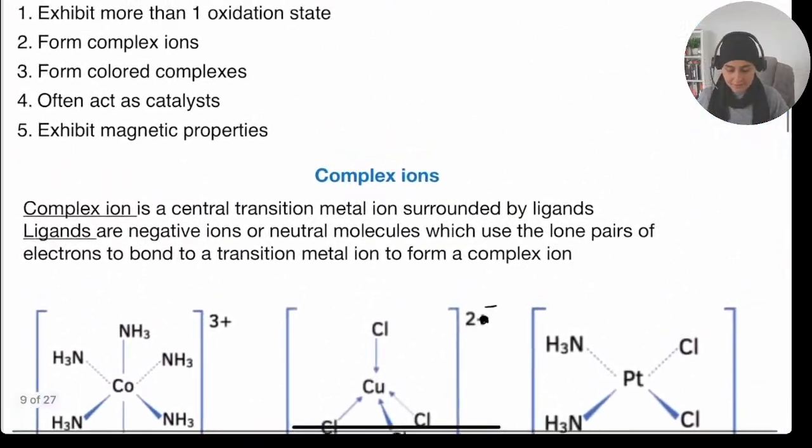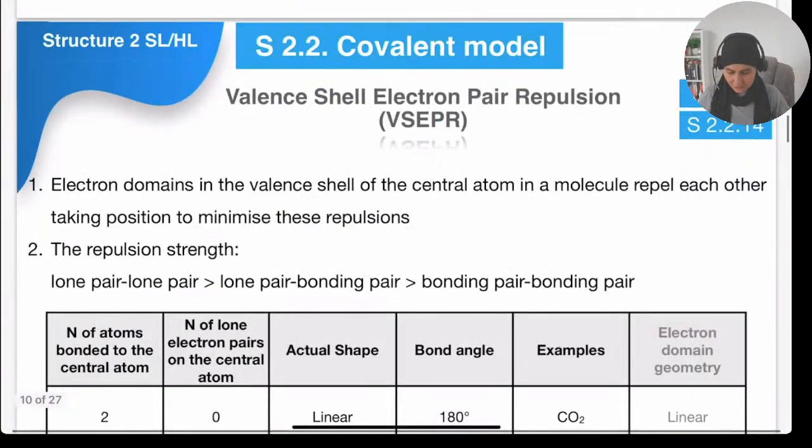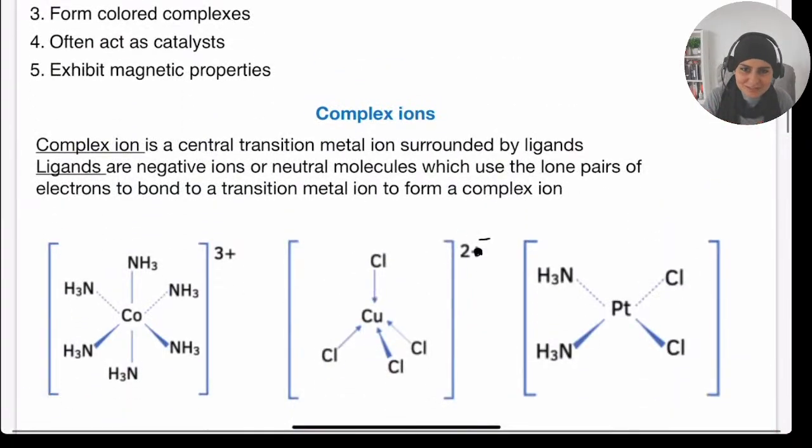Yes, okay. This was it for the complex ion part. If you think that's all, you are wrong. We will go back to ligands in reactivity, so we will get back to that. I don't know why it's here in this structure. I'm following the IB syllabus.